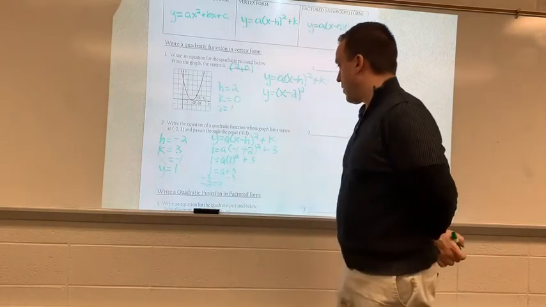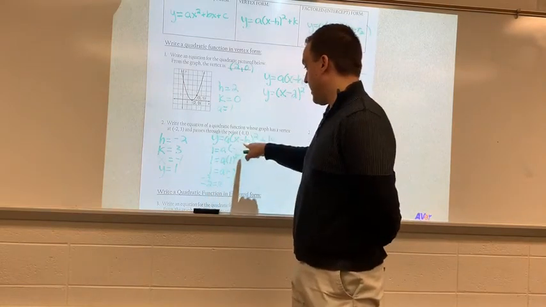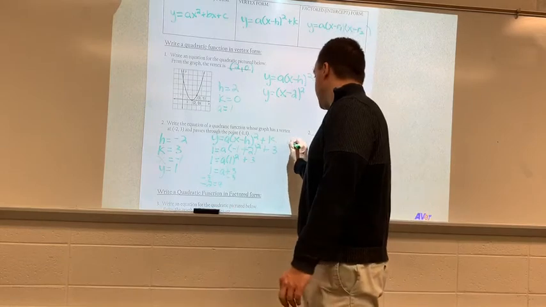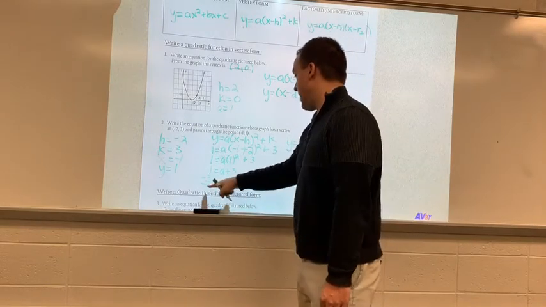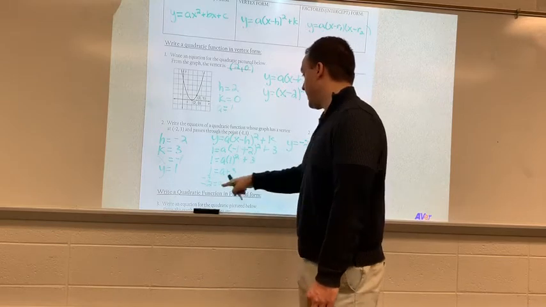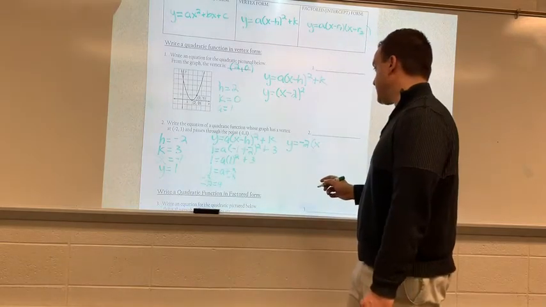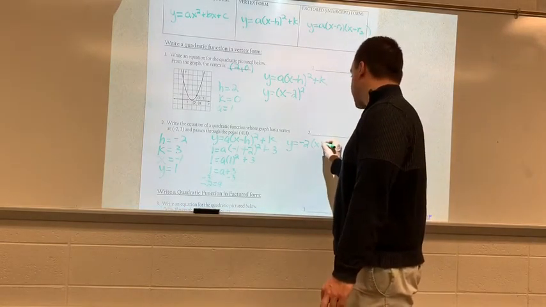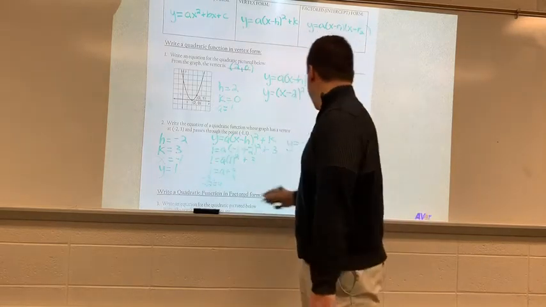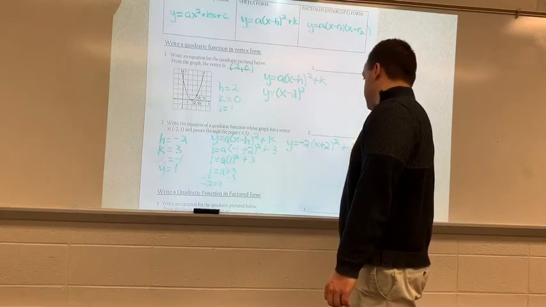So now, for my last part, I need to substitute a, h, and k into the equation. So you would get y equals, a is -2, so -2 times x minus h is -2, so x plus 2, and then squared, and then plus k would be plus 3.